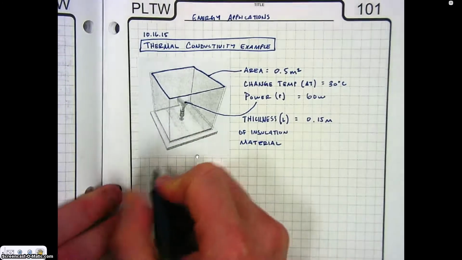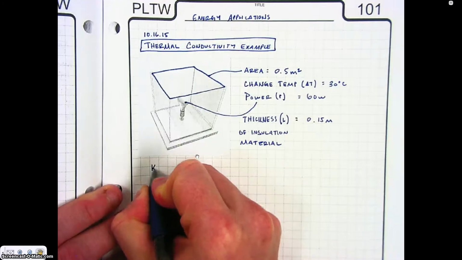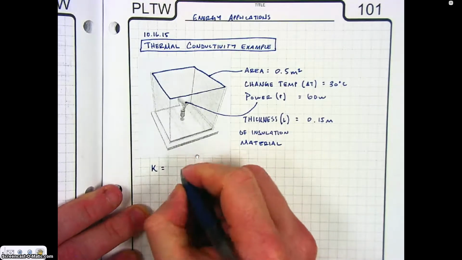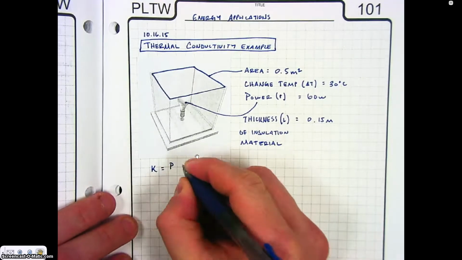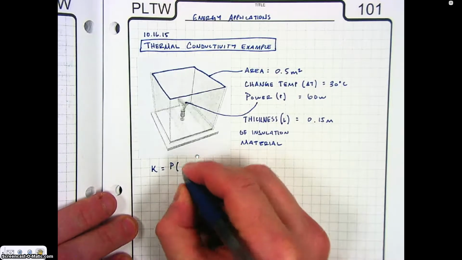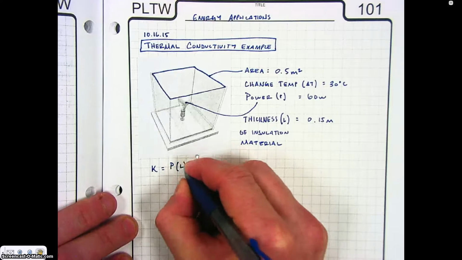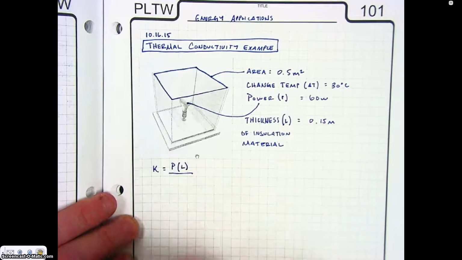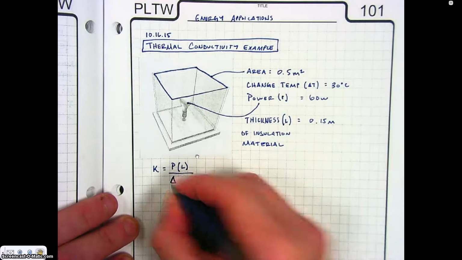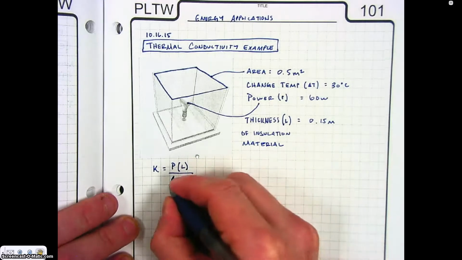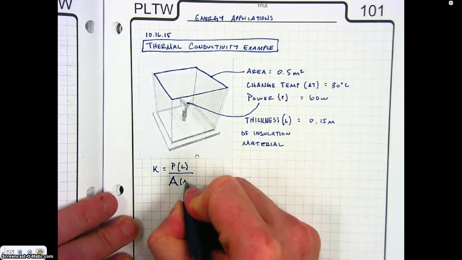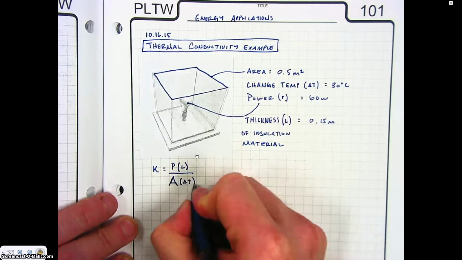We'll do that by writing that formula first. Thermal conductivity is equal to the power times the thickness of the material over the area times the change in temperature.